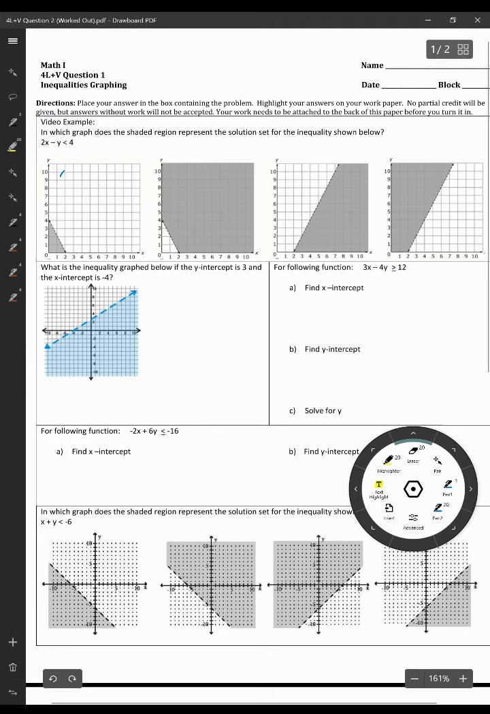Of course, when you do it, I would keep that work so that you have it to validate your work, and your teacher can also see the work you have put forth. So now let's find the y-intercept.